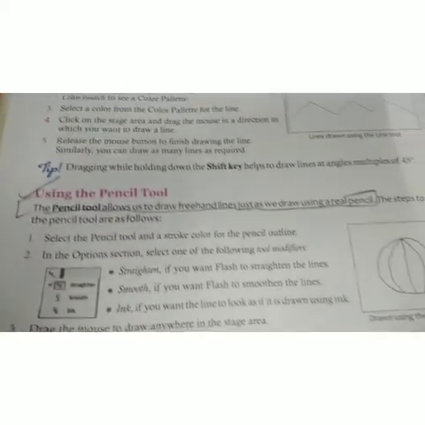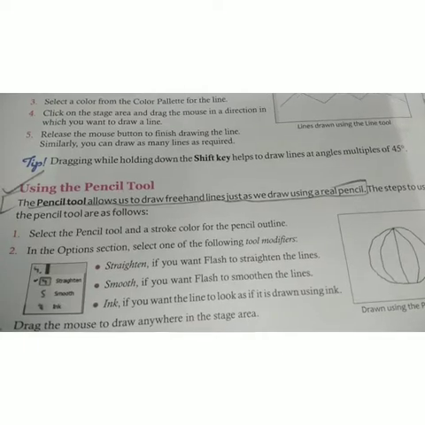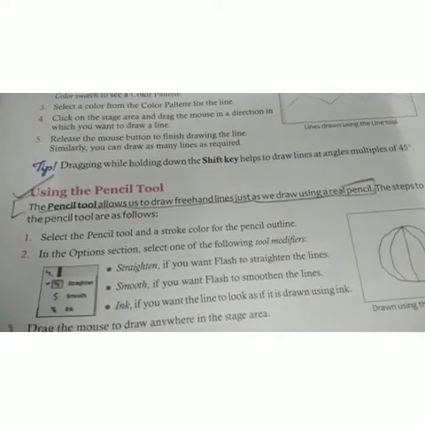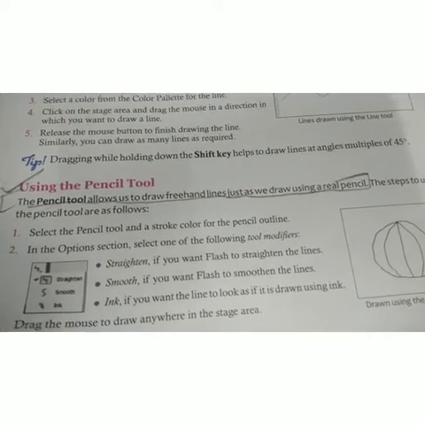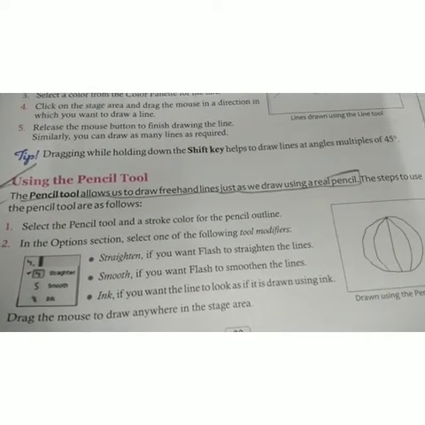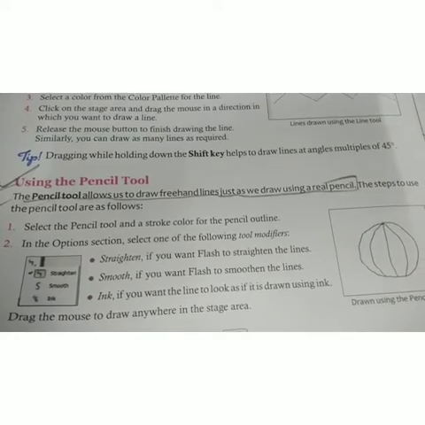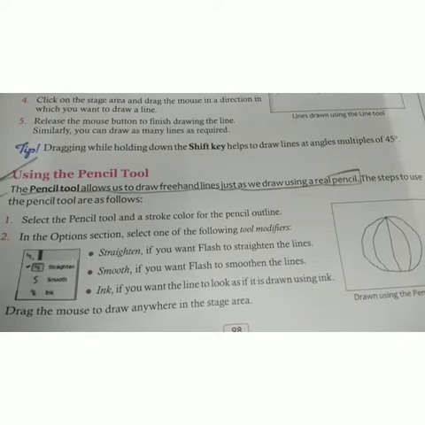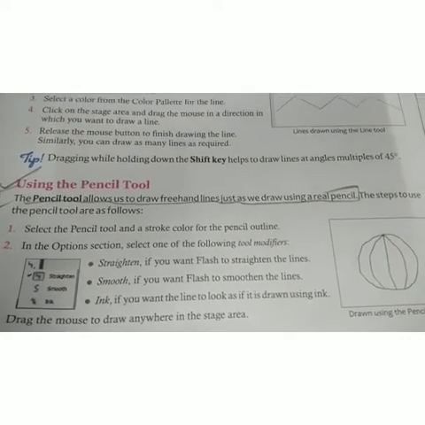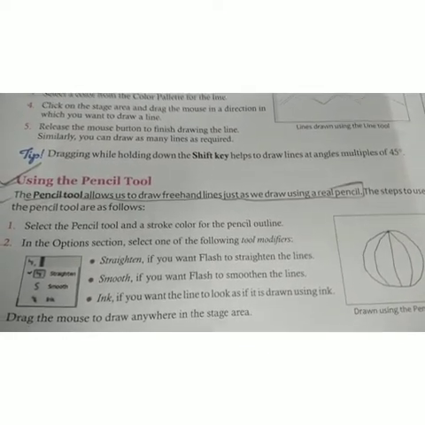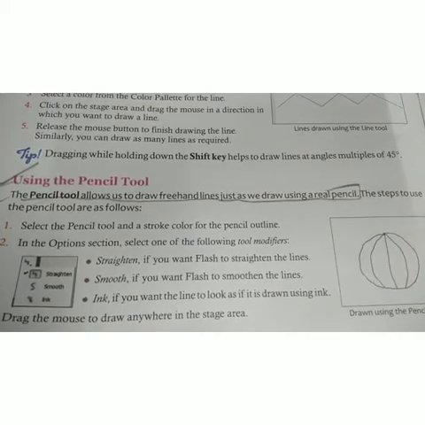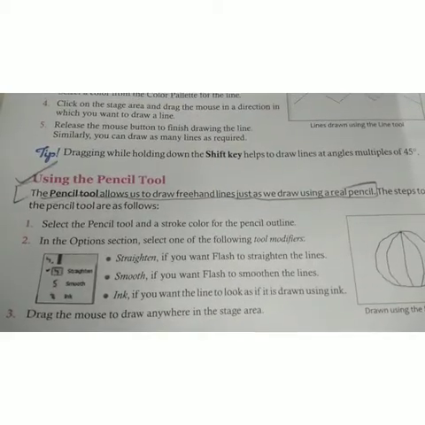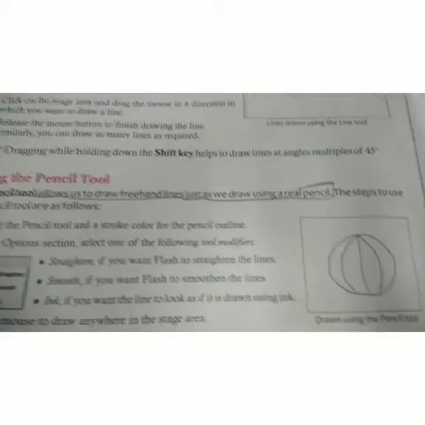Then using the pencil tool. The pencil tool allows us to draw freehand lines just as we draw using a real pencil. So the steps are: first, select the pencil tool and the stroke color for the pencil outline. Then in the options section, select one of the following tool modifiers. Straighten, if you want Flash to straighten the line. Smooth, if you want Flash to smoothen the line. Ink, if you want the line to look as if it is drawn using ink. Then drag the mouse to draw anywhere in the stage area. Okay, you can see it properly.